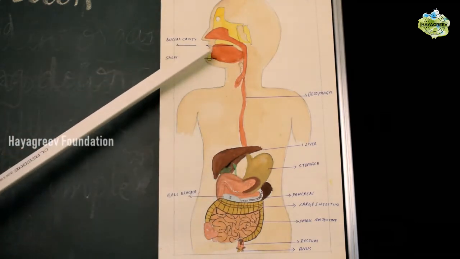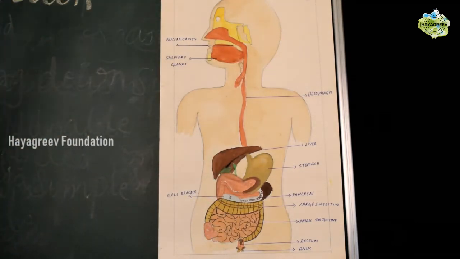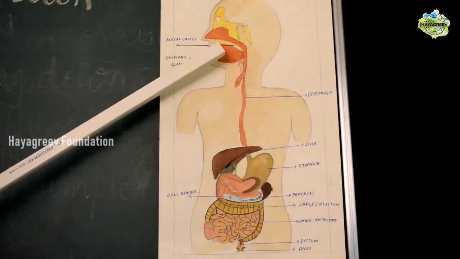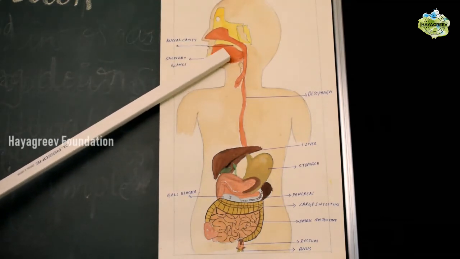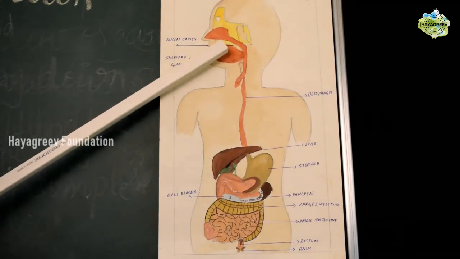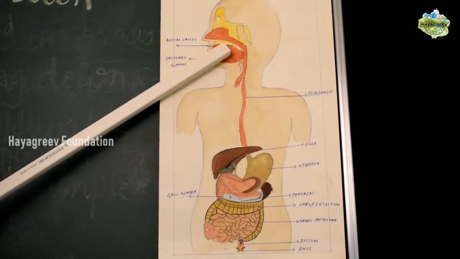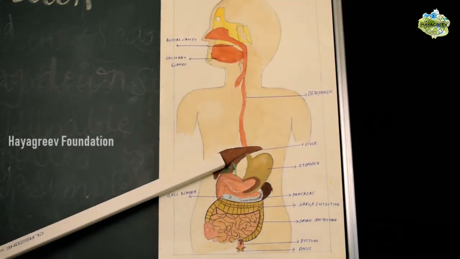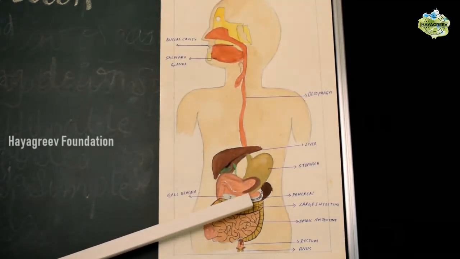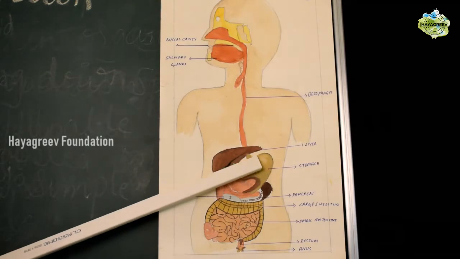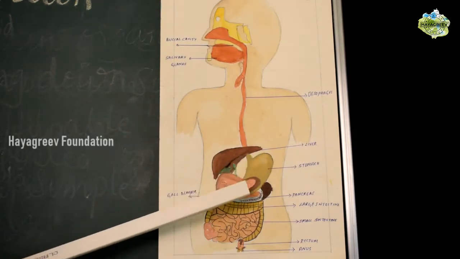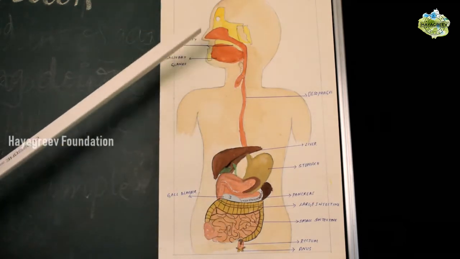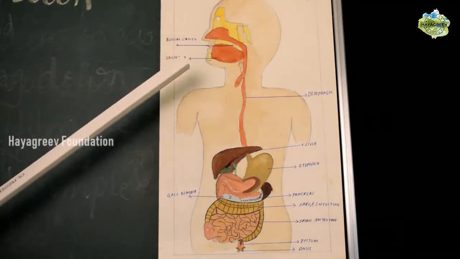Then we have the associated glands which help in digestion, and there are three main glands. The salivary glands are present in the buccal cavity, in the face or mouth region. Then we have the liver, which secretes the bile juice, and the pancreas. Along with that, we also have gastric glands in the walls of the stomach and intestinal glands in the walls of the intestine. Now coming to the process of digestion.